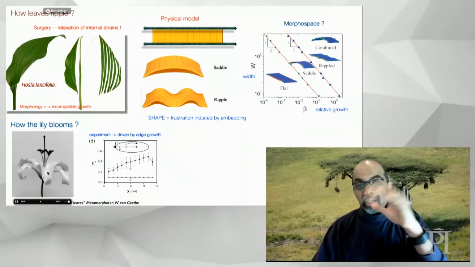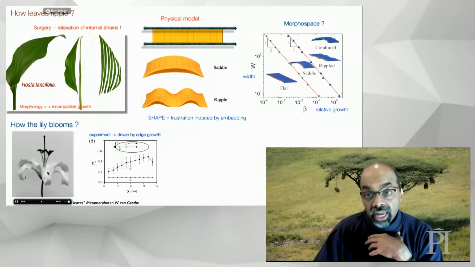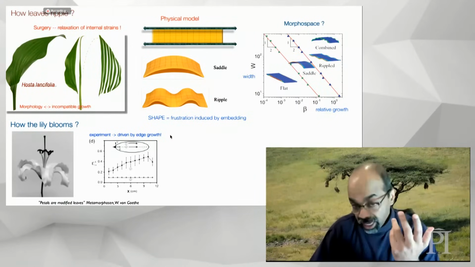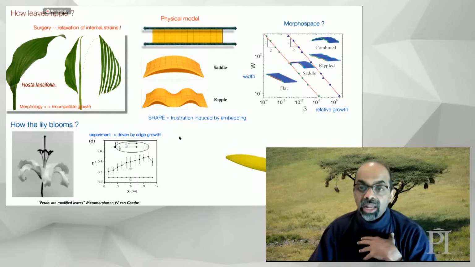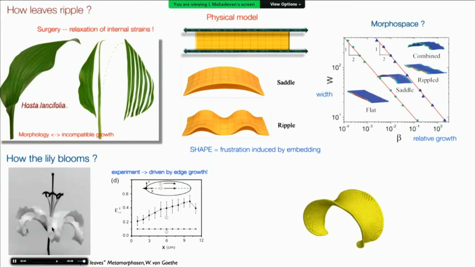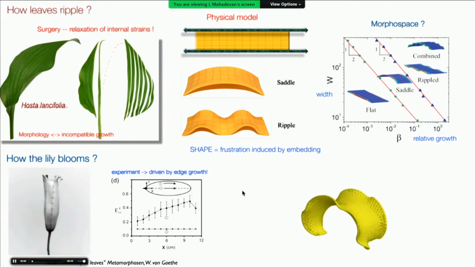And if the edges are growing relative to the interior, again, you have this frustration, and that frustration leads to a change in shape. Again, you can construct a framework from that, or you can complement that using a computation. And I want to show you a simple computation associated with what would happen to a single leaf. It started out with one shape, convex, and as the edge grows, it flipped, and it also started to ripple.